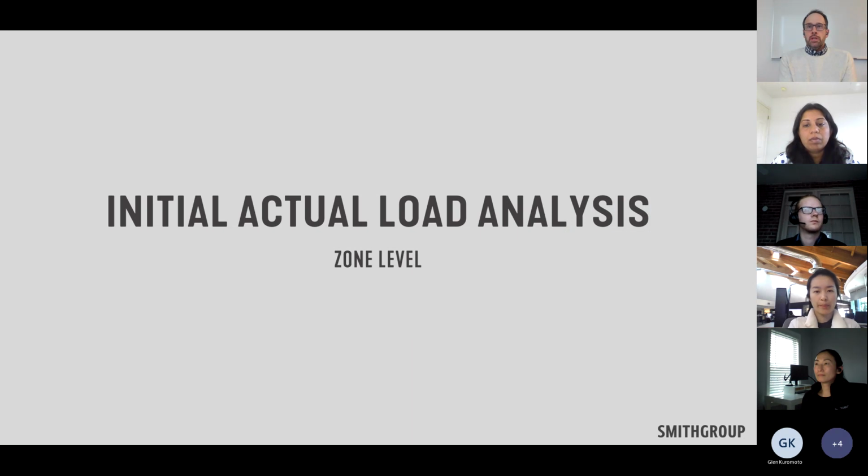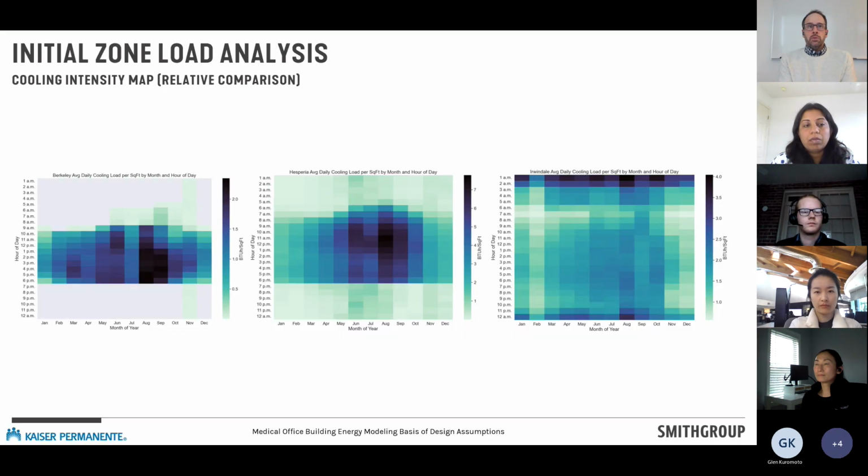So here's some of the initial load analysis that we found at the zone level. I guess these were very interesting maps to look at. We call them cooling intensity maps. And this shows a relative comparison. These are 3 of the facilities that we looked at. We have the additional ones in the appendix as well.